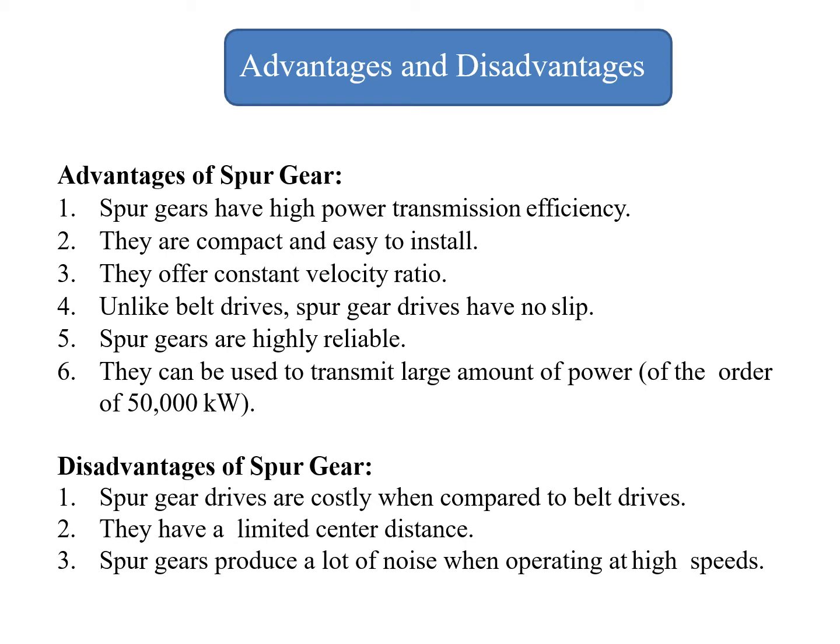Comparing with belt drives, spur gear drives have no slip. We know that slip is the main disadvantage of belt drives, and that is overcome in the case of spur gear drives. There is no slippage between the teeth, whereas in belt drives there is slippage between the belt and the pulley surface. So the velocity ratio varies there, whereas there is a constant velocity ratio in the case of spur gear.